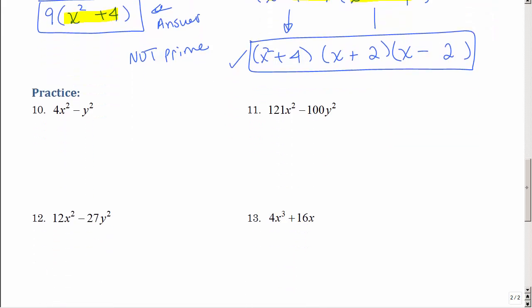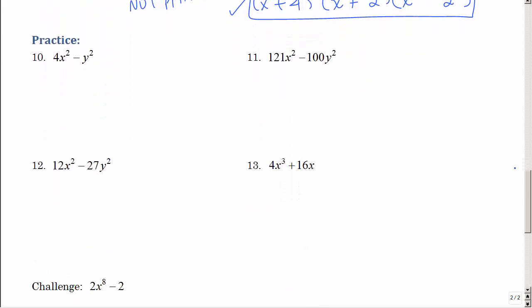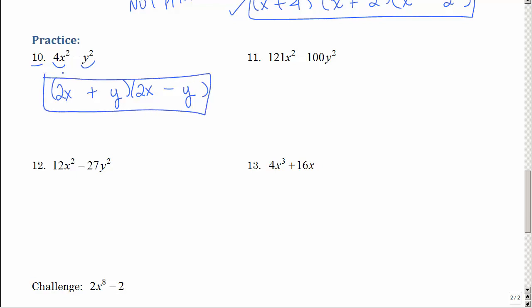Now let's just do some practice problems. On this one, do we have the difference of two squares? Yes, we do. 2x times 2x is 4x squared. Y times y is y squared. And we need a plus and a minus. No GCF, that's one step, you're done. Number 11, do we have a GCF? No. Is it the difference of two squares?